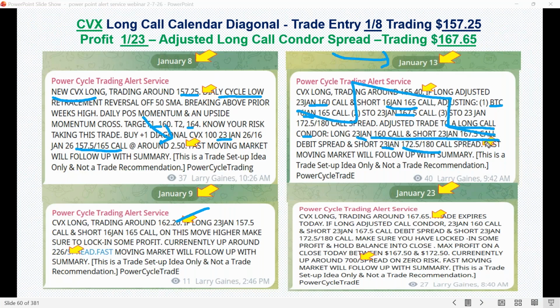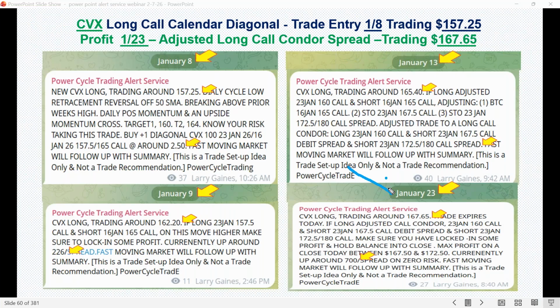So a long call condor, and we were actually able to do this for a free trade, where we had recouped all of our costs on the trade. And so then you can see here on the 23rd, I sent out a profit take alert right here. Now it's trading at 167.55. Sent this out. Make sure you were taking some profit. It was currently up $700 a spread on zero risk. So these are really cool trades.